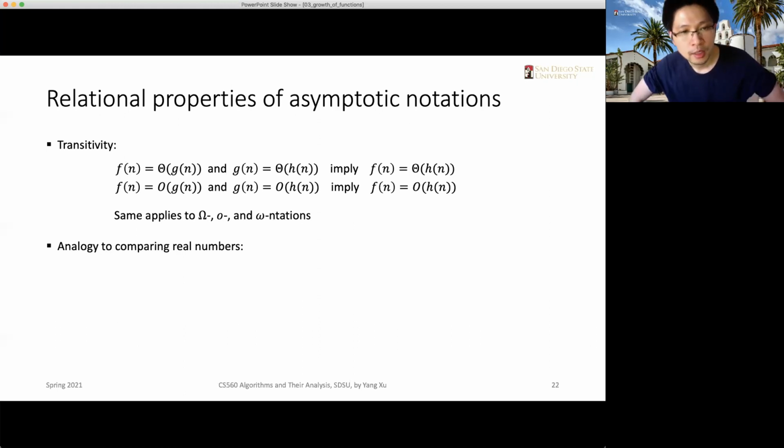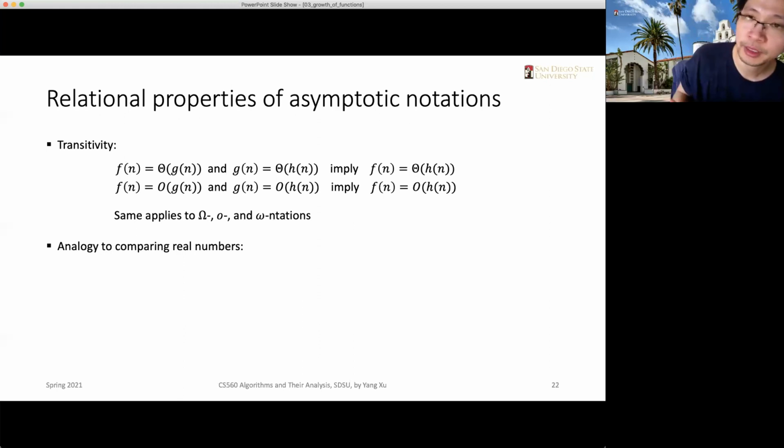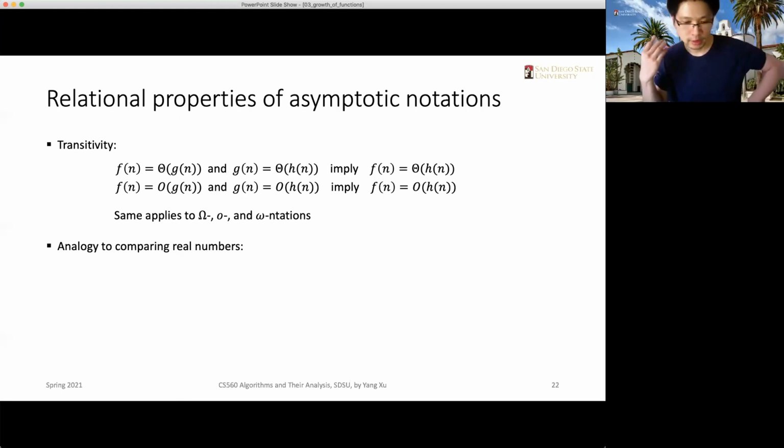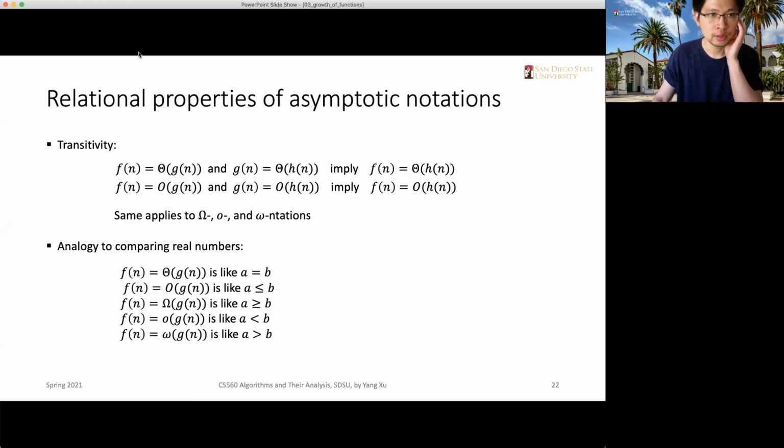I think it would be easier if we use the analogy of comparing real numbers. If it's the first time we come across these Greek letters, it will be easier to memorize if we use this analogy. For example, big theta basically says that f can be sandwiched by g of n, which means that they grow at the same rate, with the same speed. So we can use a equals b to describe this equal relationship.